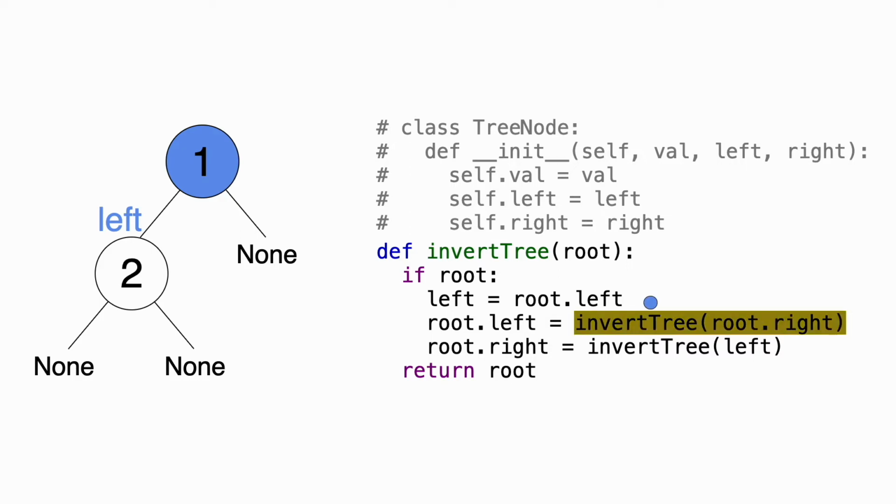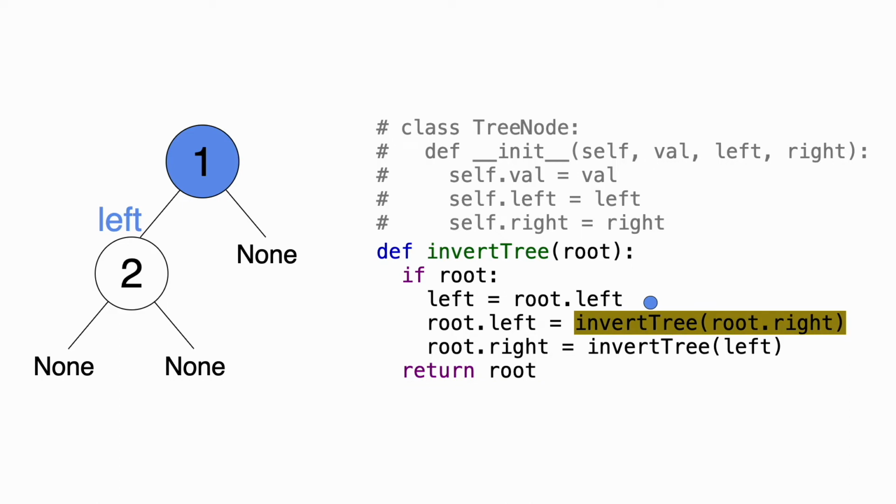I'll leave a blue dot here to keep track of where we left off in the function where the blue node is the root. So let's enter the recursive call, but now notice that root.right was none. So in this new function call, root is none. That means we've hit the base case and there's nothing left to invert in this subtree. So we can skip this if block and simply return root.